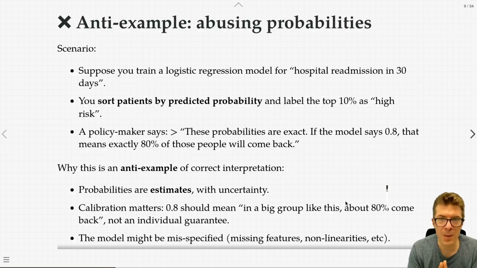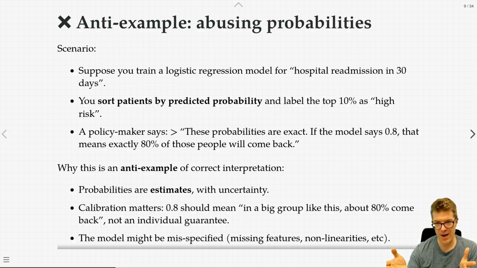So probabilities are something that we never can truly think we understand completely. We always have to be curious and keep on learning. People kind of fall into a trap to think that they know what probabilities are. Imagine you train a model for hospital readmission in 30 days. Should this patient be sent home or not? If they're going to be coming back in a week, then why even bother? We should keep them in the hospital.